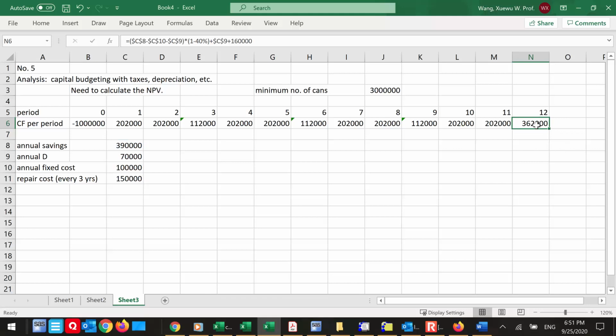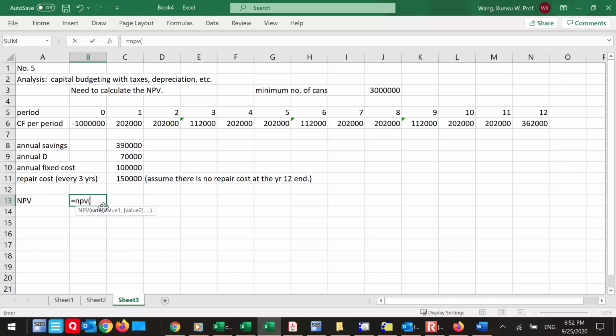Okay, all right, so that is giving me $362,000. All right, so I should make it clear. Assume there is no repair cost at year 12. Okay, all right, and if that's the case, then we can replicate the answer from the homework. All right, so I'm going to look at the NPV here. The NPV is going to be... discount rate, what's the discount rate here?